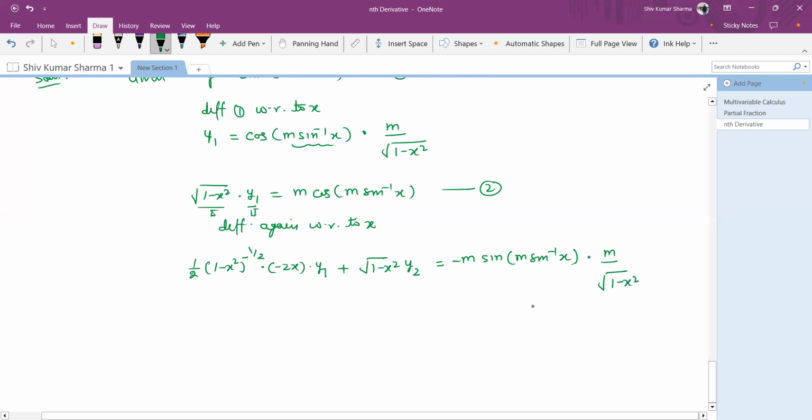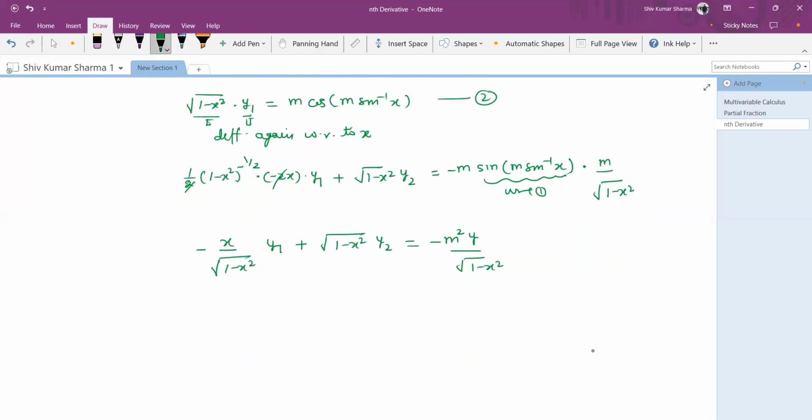minus x square. Now the 2 and 2 cancel. This term can be written as x upon root 1 minus x square into y1 plus root 1 minus x square into y2 is equal to, here we use equation 1. So using 1, this can be written as minus m y. So minus m into m square y upon root 1 minus x square.